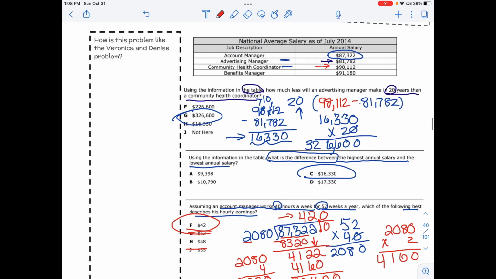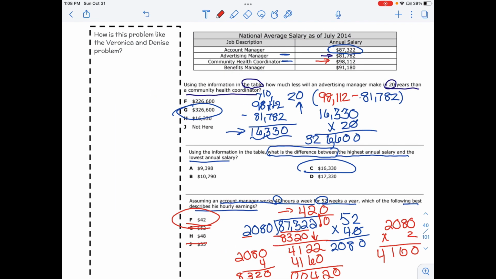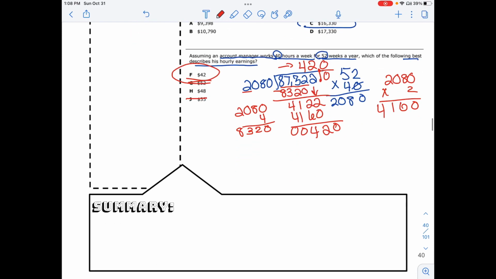We will be practicing this in class. Also, how is this problem like the Veronica and Denise problem? I'm talking about this problem right here. Sorry if I skipped it, but please answer that and don't forget your summary.